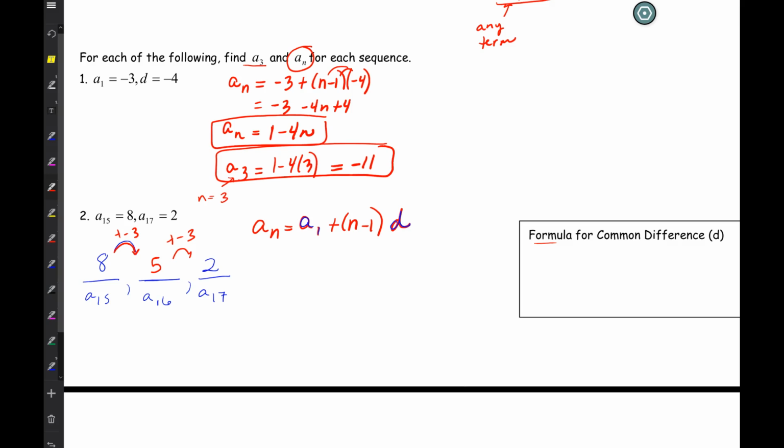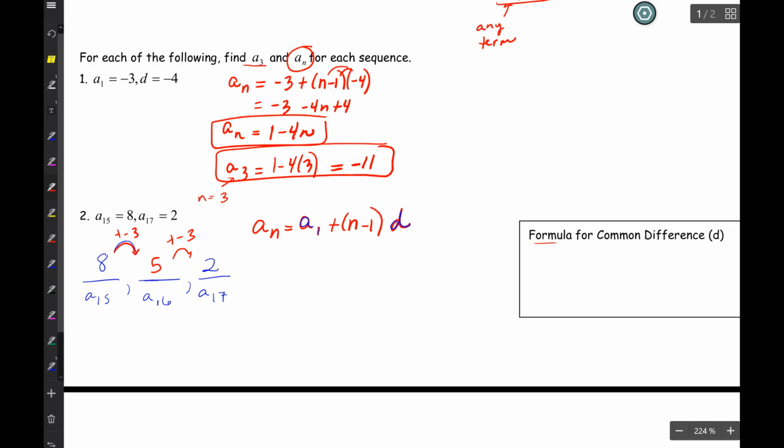The rule that works is if you take the difference of the value of the terms, so if I took 2 minus 8 and divide it by the difference in the term numbers, so 17 minus 15, what's 17 minus 15? 2, so 2 minus 8 is -6. -6 divided by 2 tells me that my common difference is -3. So that's just kind of the rule of thumb.